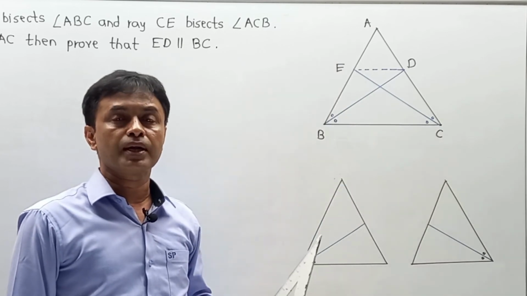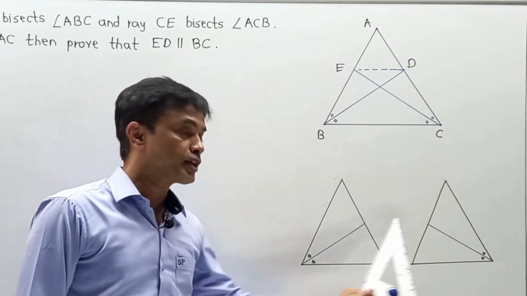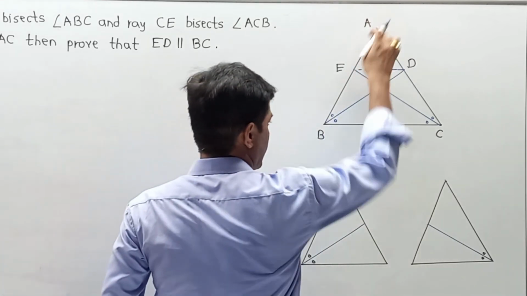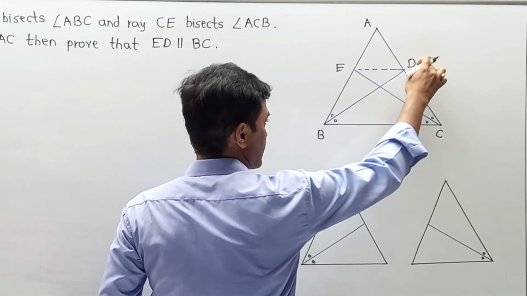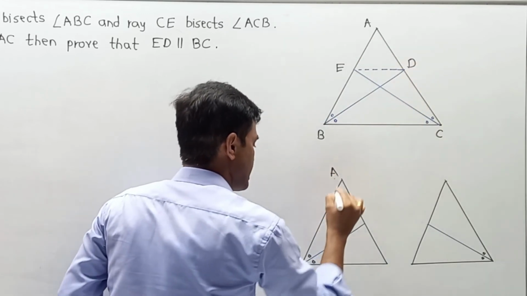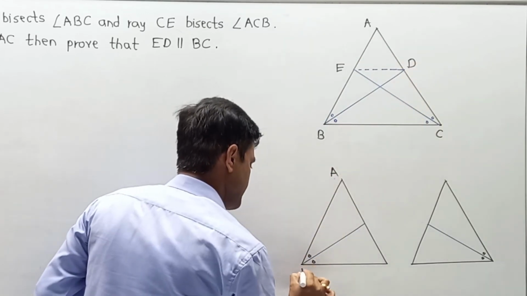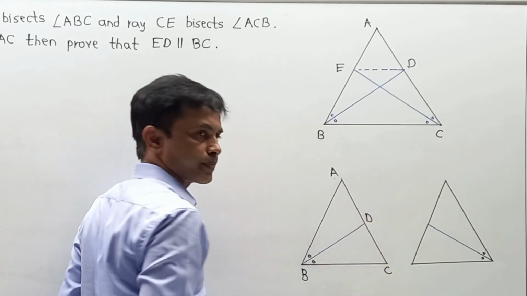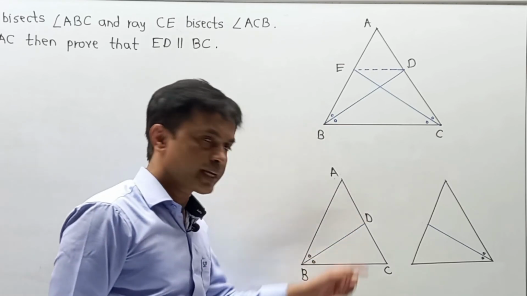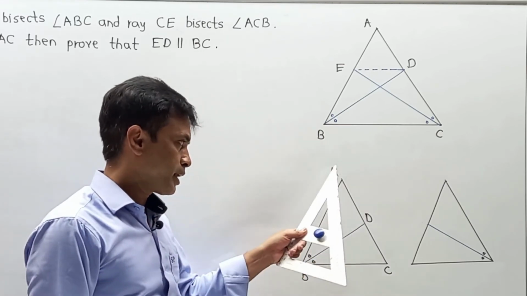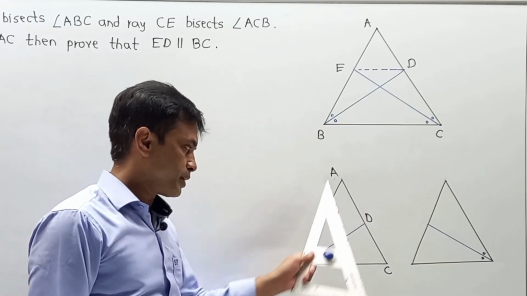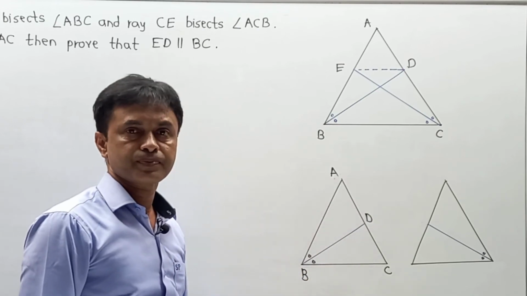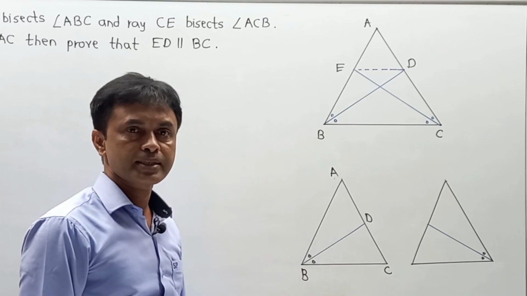Just for proper clarification, मैंने यहाँ ये दोनों डायग्राम सेपरेट किए हैं. मतलब क्या है ज़रा ध्यान दीजिए. इन ट्रायंगल ABC, BD is angle bisector. So in triangle ABC, BD is an angle bisector. If BD is an angle bisector, then we have the property AB upon BC is equal to AD upon DC. We can write this as a property of angle bisector.